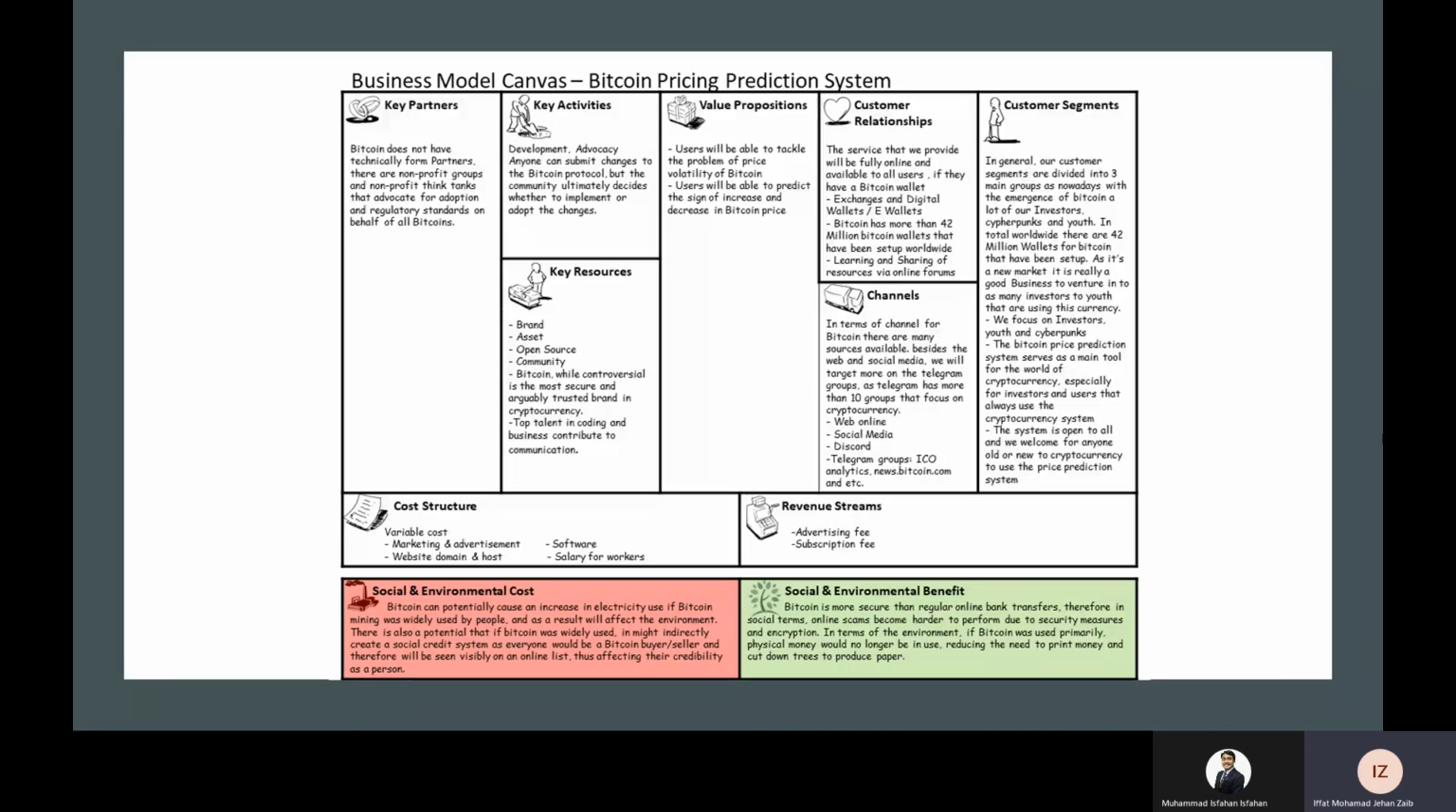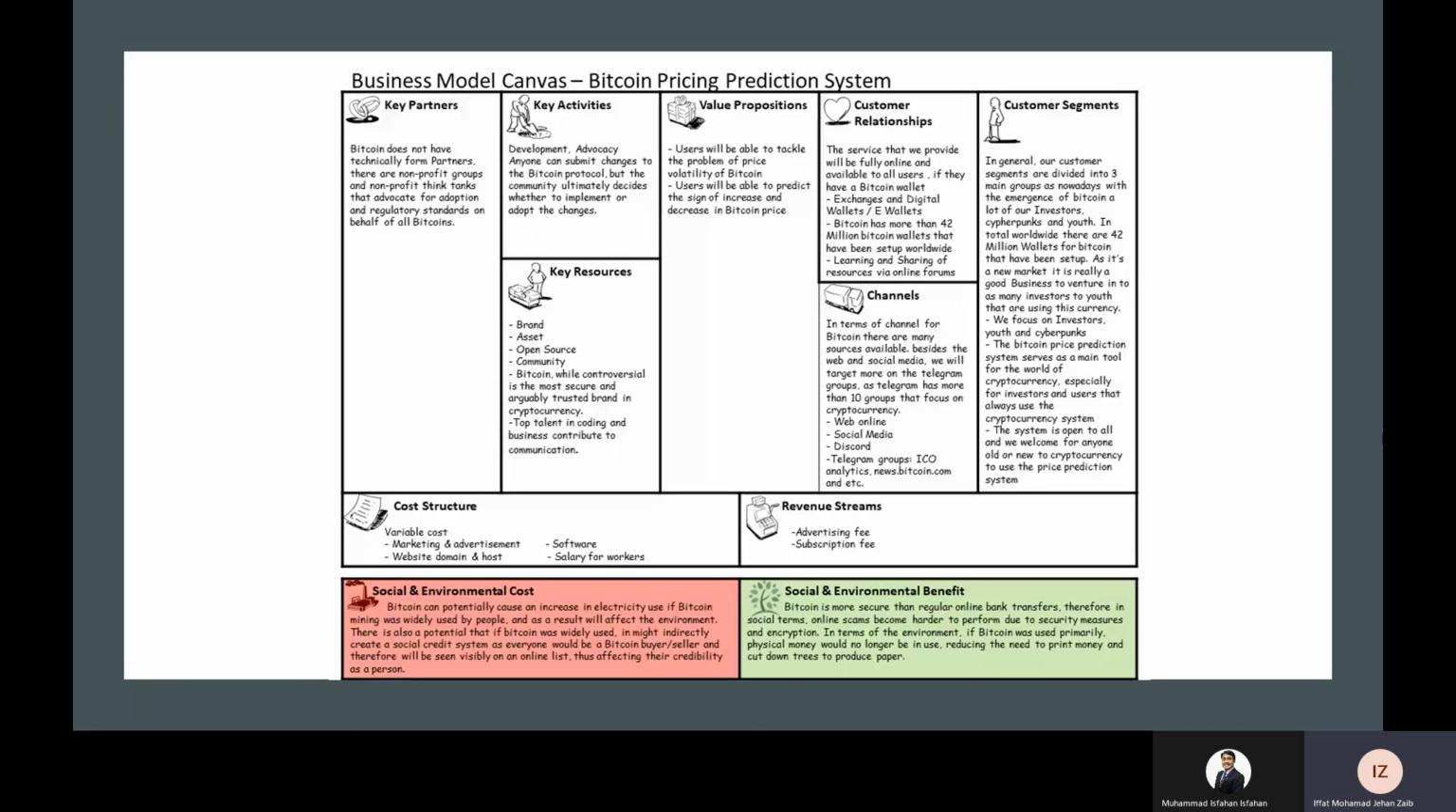Now, for the social and environmental cost, Bitcoin can potentially cause an increase in electricity usage if everyone got into the habit and process of Bitcoin mining. And this is, of course, bad for the environment. Besides that, there is a possibility if everyone switched over to Bitcoin that it might indirectly create a social credit system. This is because everyone will be a buyer and seller included on an online list, and their credibility as a seller might affect their credibility as a person.